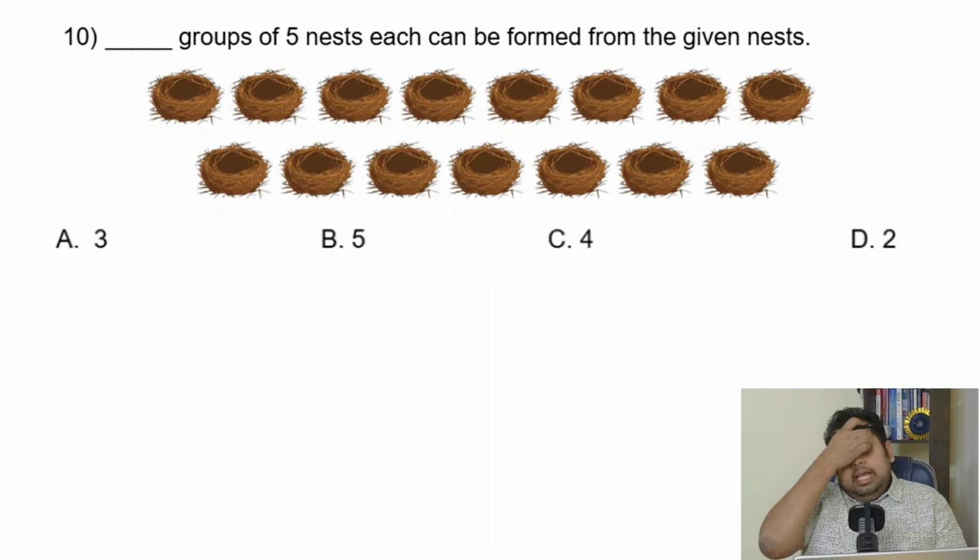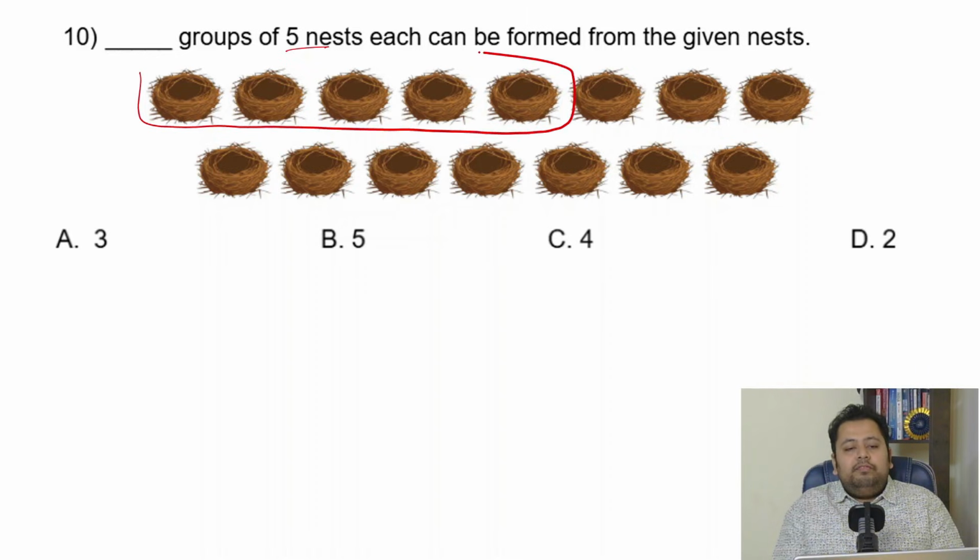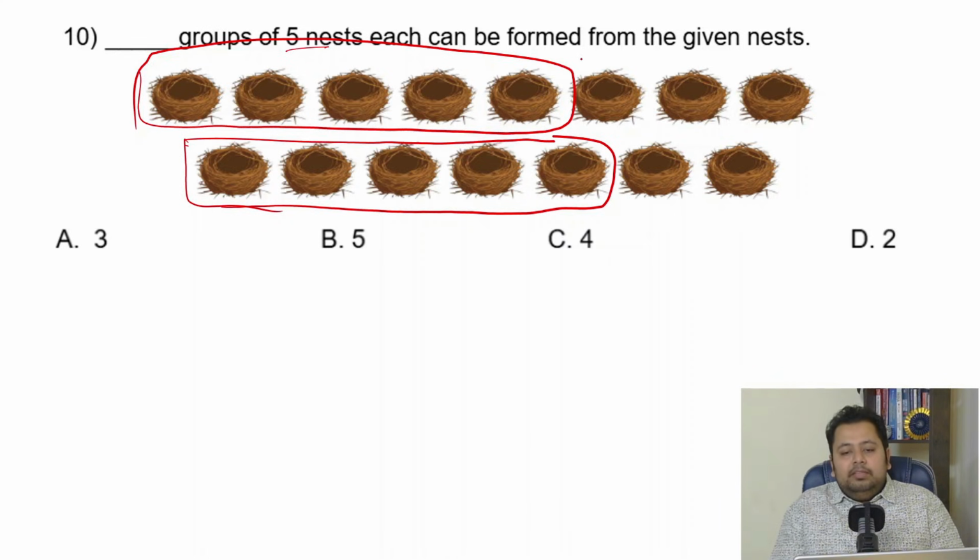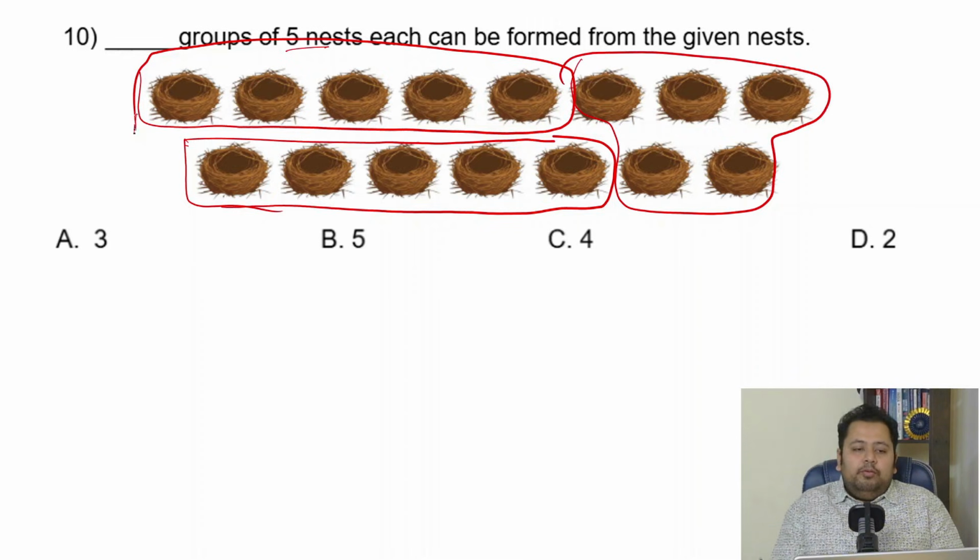Great. So I think again an easy one. So how many groups of five nests? Let's start making groups of five. So this is two, three, four, five. This is a group of five nests. This is the first group of five nests that can be formed. Now this is the second group of five nests. So this is another group of five nests that can be formed. And then these remaining are again a group of five nests, correct? So how many groups of five nests can be formed? This is one, this is two, this is three. So there are three groups of five nests each that can be formed. So option A is your correct answer.